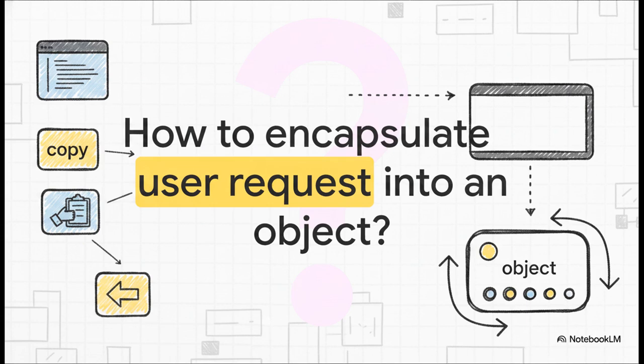Scenario 4. Let's go back to the text editor. User actions like copy, paste, and undo need to be encapsulated into objects themselves so that these requests can be queued, logged, or undone sequentially at a later time. What behavioral pattern turns a standard request into a standalone executable object?